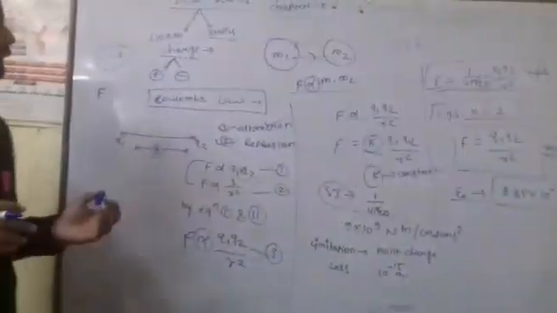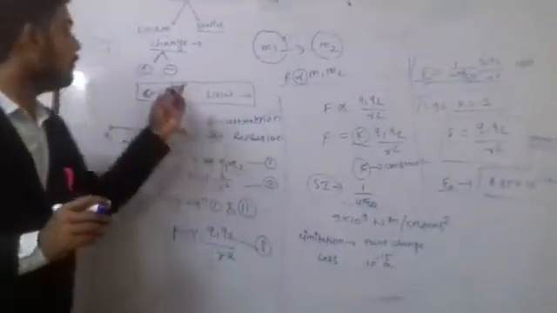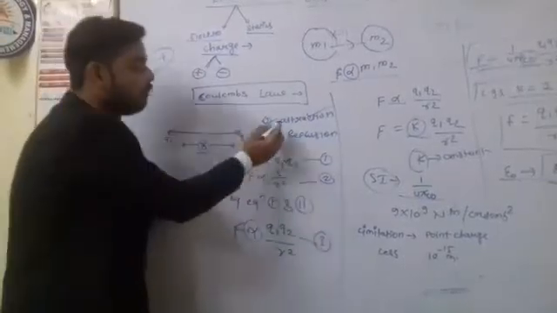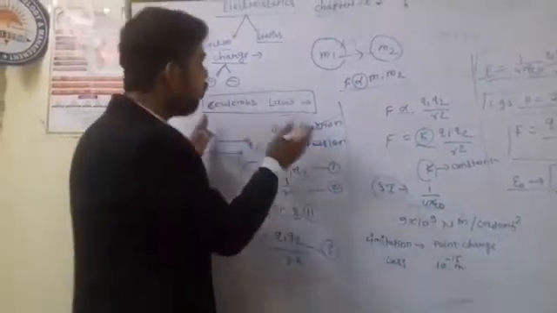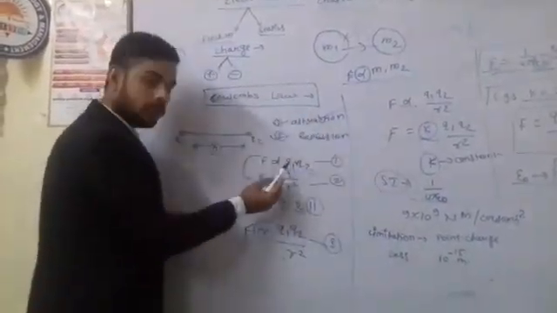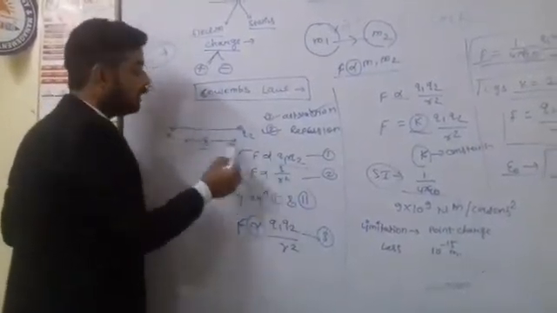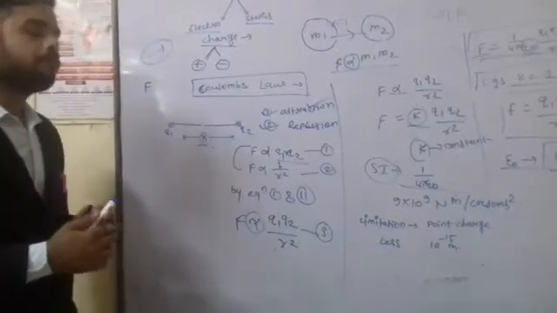One short review is this. Charles Augustin Coulomb propounded a relation between two point charges. He stated that the force of attraction and repulsion between two point charges is directly proportional to q1 into q2, and inversely proportional to the square of distance between them.